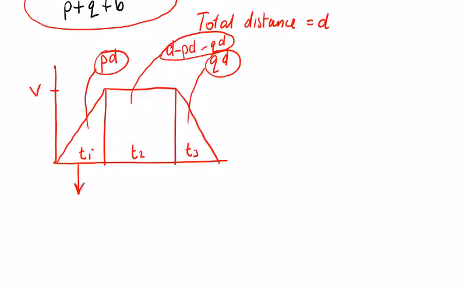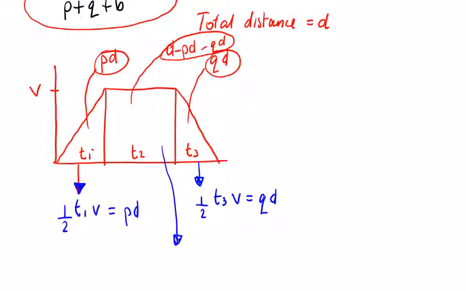So let's have a look at doing that. What did you say? So recording videos at home lead to interruptions. So apologies for those. So we have half T1 times v is equal to pd. So in this one we have half of T3 times v is equal to qd. And in the rectangle we have T2 times v is equal to d minus pd minus qd.